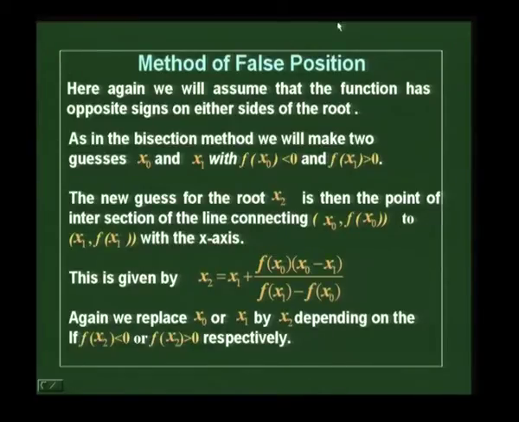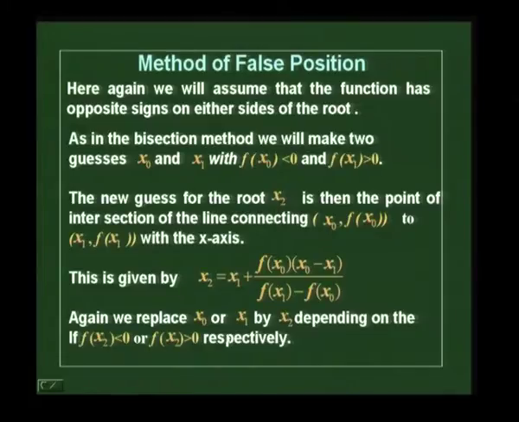So what's the method of false position? We assume the function has opposite signs, which is always true. Then we make two guesses x0 and x1, such that one is negative and one is positive, and we find the line connecting x0, f of x0 to x1, f of x1. We find the point at which that line crosses the x axis and let that point be x2. Then we have an expression for x2, and we replace x0 or x1 by x2 depending upon whether f of x2 is less than 0 or greater than 0.